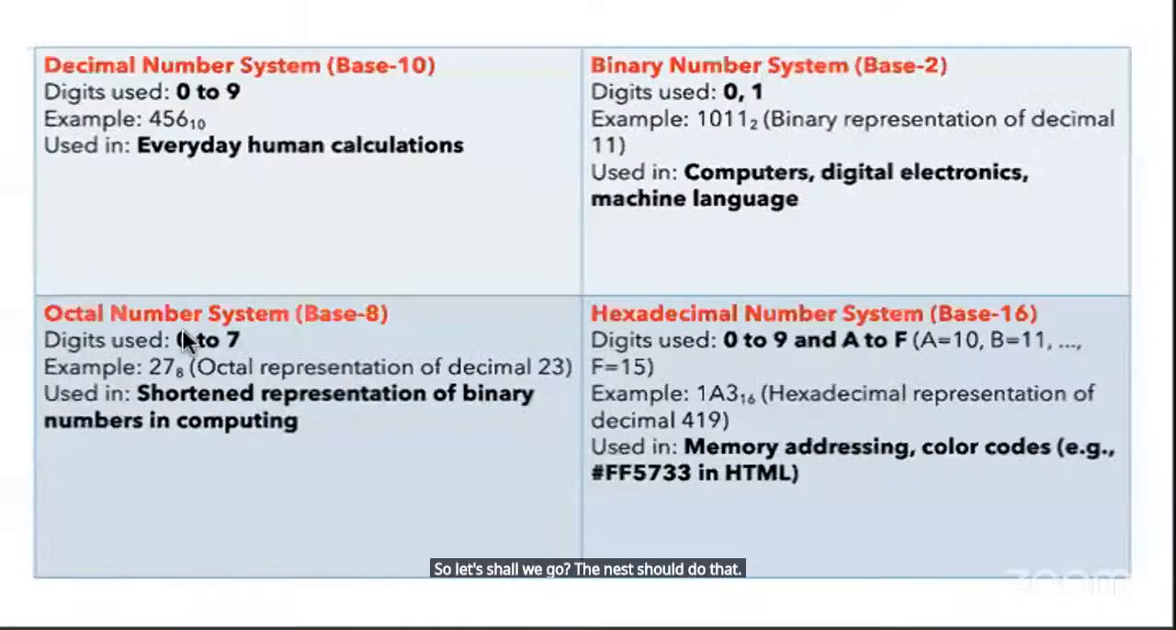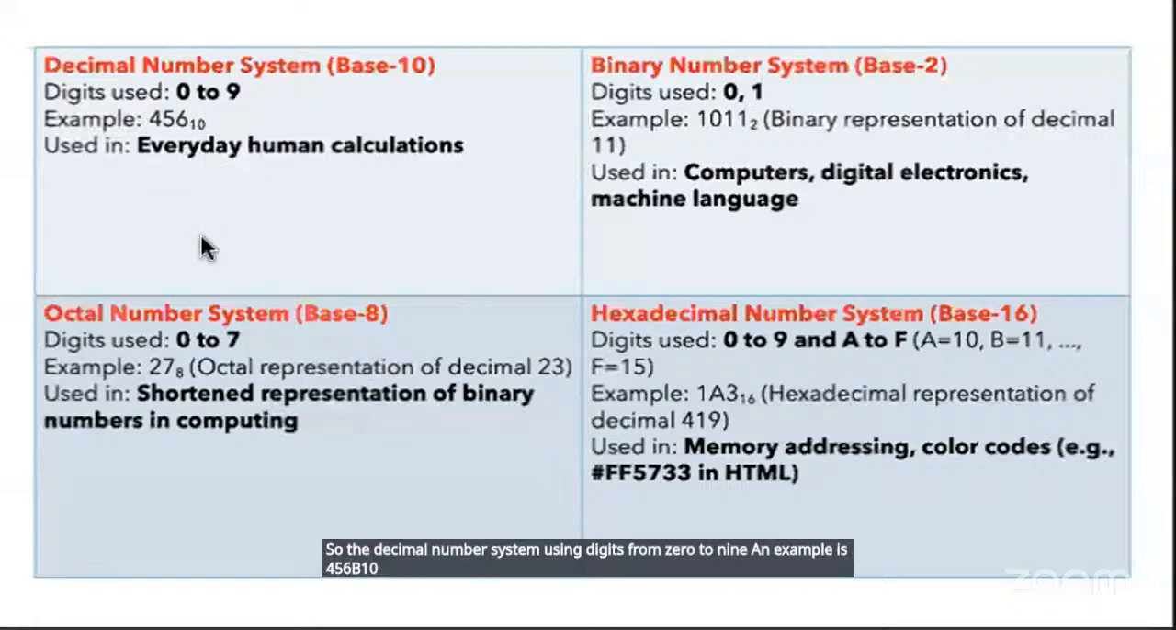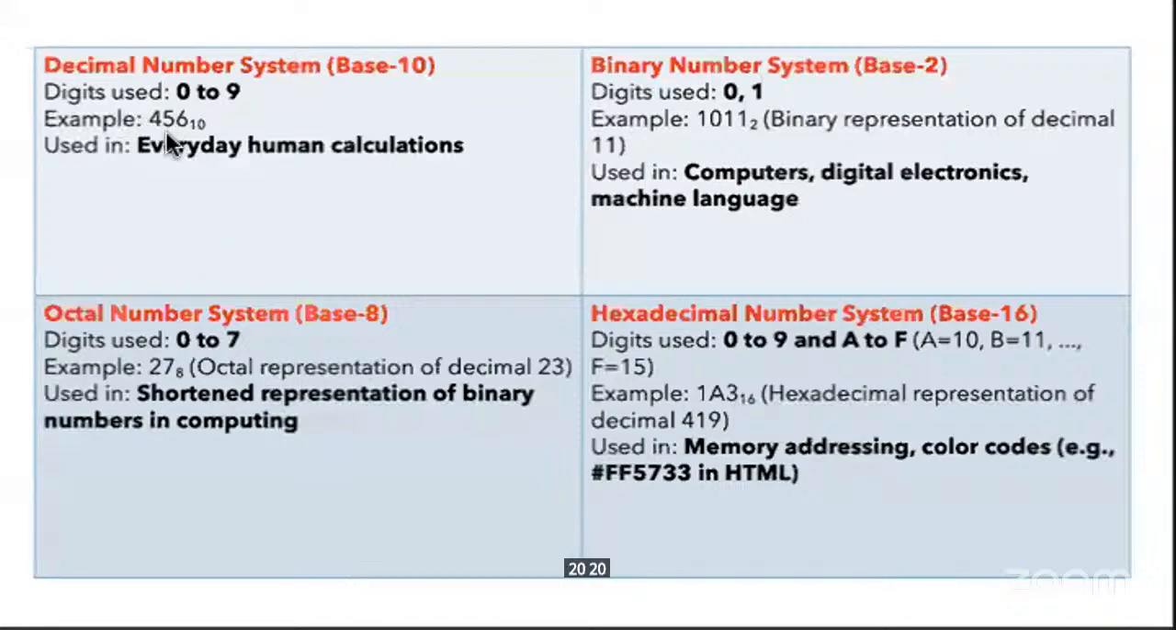So the decimal number system uses digits from 0 to 9. An example is 456 base 10. You know, this base 10 means just the normal 456 me and you know. 20 base 10 means the 20 me and you always use every day. So it is used in everyday human calculations.